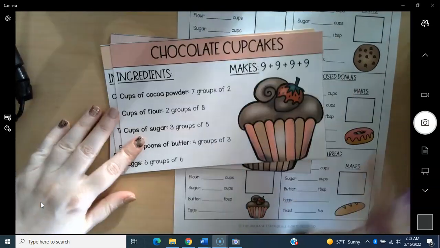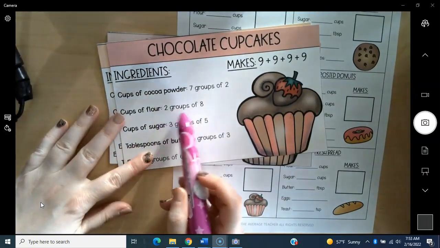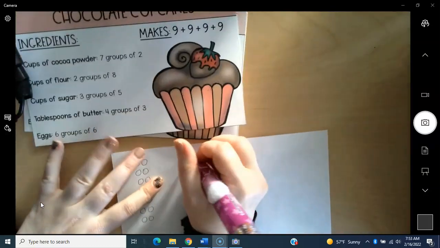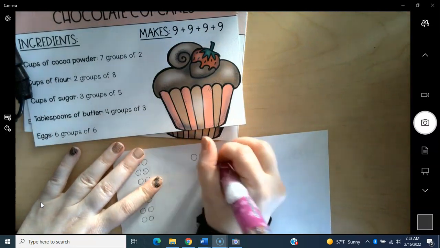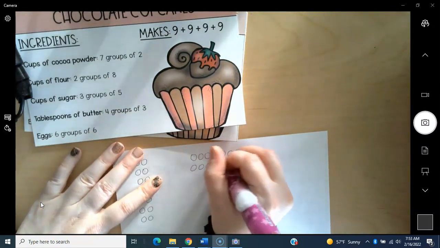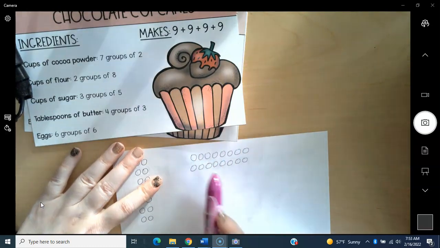Now I need to look back at my recipe card to see how much flour. I have 2 groups of 8 for my flour. So I can draw that out on the back. I need 2 groups of 8. 1, 2, 3, 4, 5, 6, 7, 8. 1, 2, 3, 4, 5, 6, 7, 8. This is my 2 groups of 8.